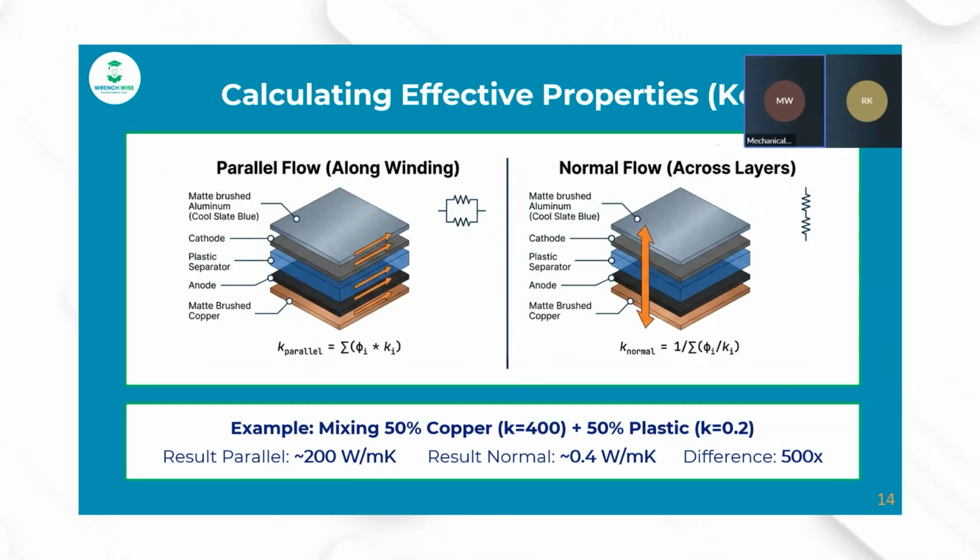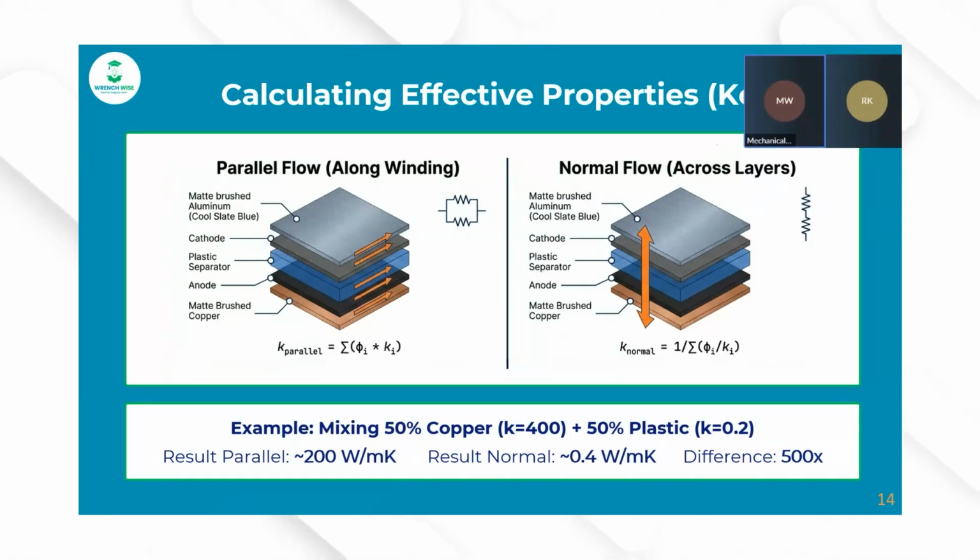Think of this like resistors in parallel. Because you can choose the path of least resistance, heat flows predominantly through the highly conductive metal foils. So we essentially say that k parallel is equal to the sum of phi, the volume fraction of each material, times the thermal conductivity of each material. This will give you a parallel thermal conductivity for your entire battery.